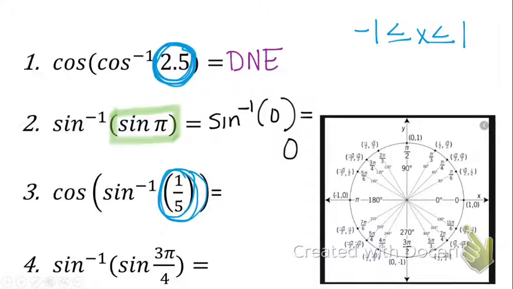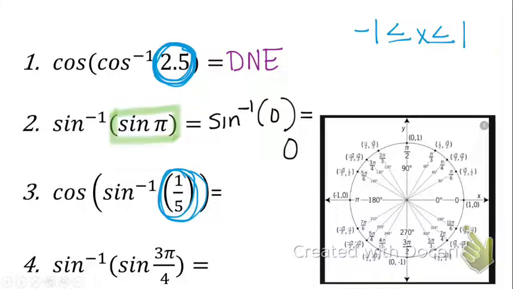Okay, question number 3. We have to do the Pythagorean Theorem. So what two sides of the right triangle do we use for sine? Is it adjacent, opposite, hypotenuse? Which two sides? Opposite over the hypotenuse. So let's find the adjacent side. We need to do the Pythagorean Theorem for number 3.